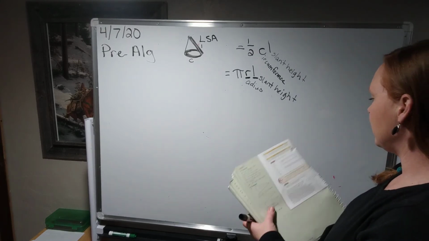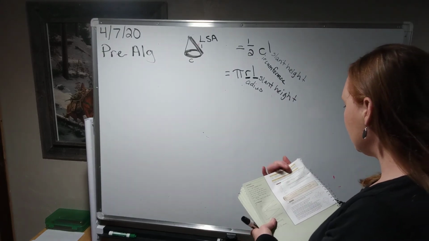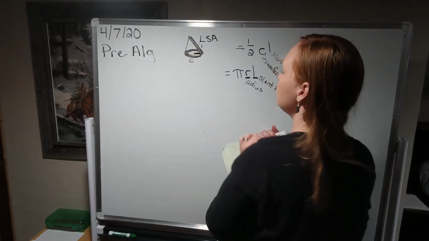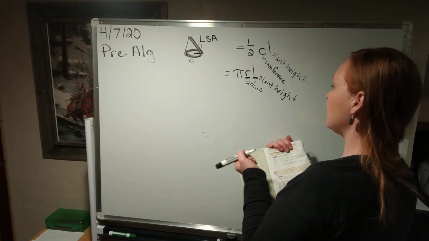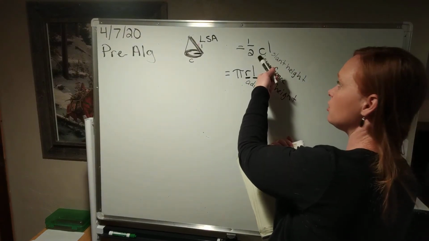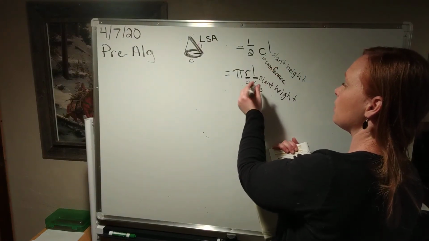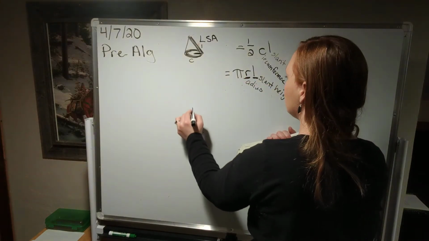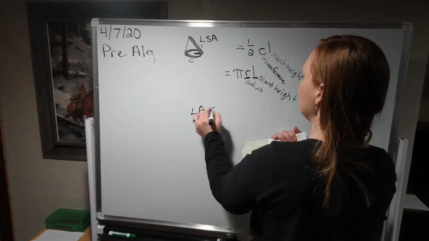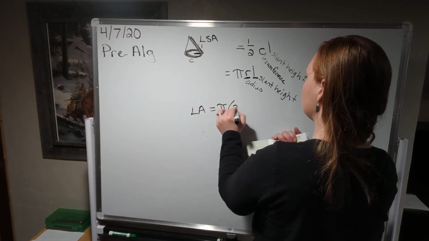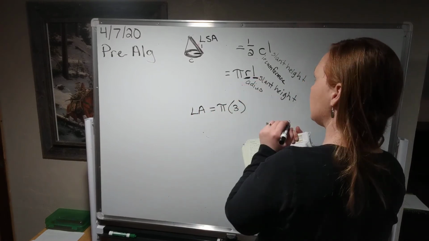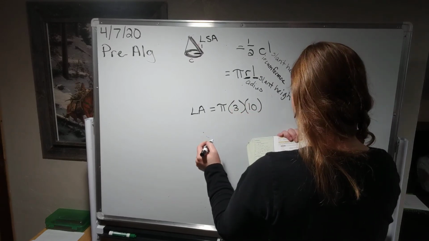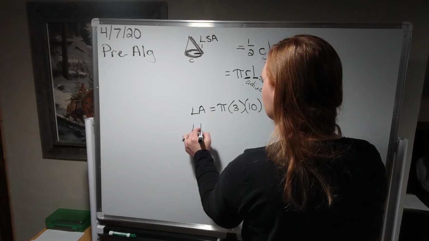So in example 3, what do they give us? They give us the radius of the circle. Do you see how they give us just this little section of 3? And they give us the slant height. Did they give us the circumference? No. So I want to use this formula because they did give me the radius and the slant height. So the lateral area of this cone equals pi times 3 times the slant height, which is 10. So we get 30 pi.